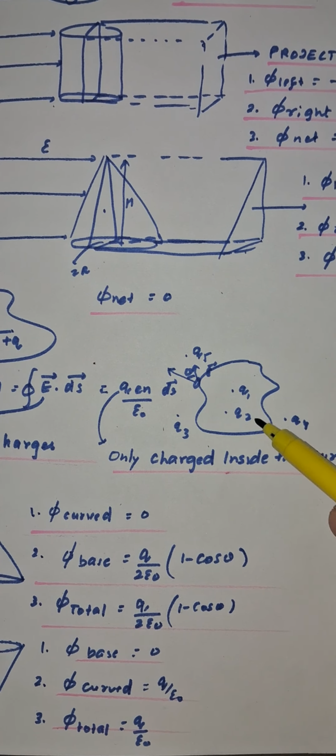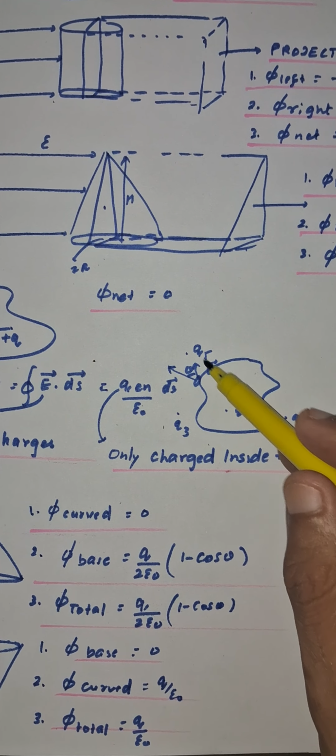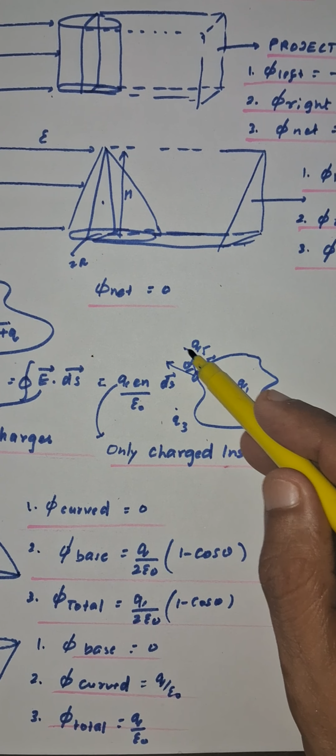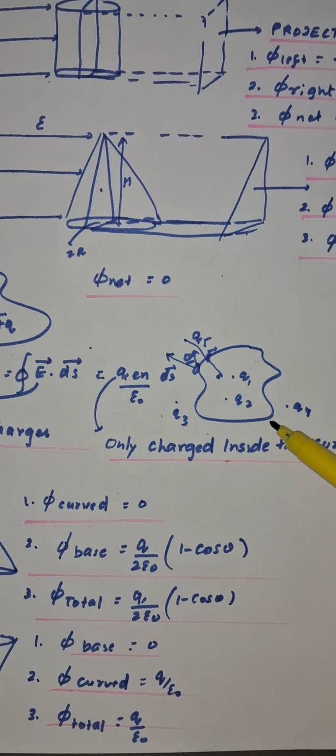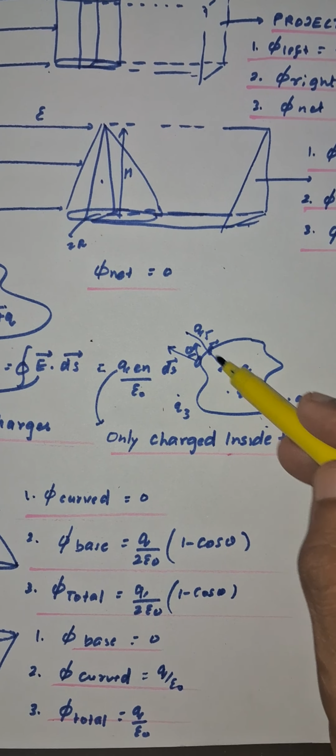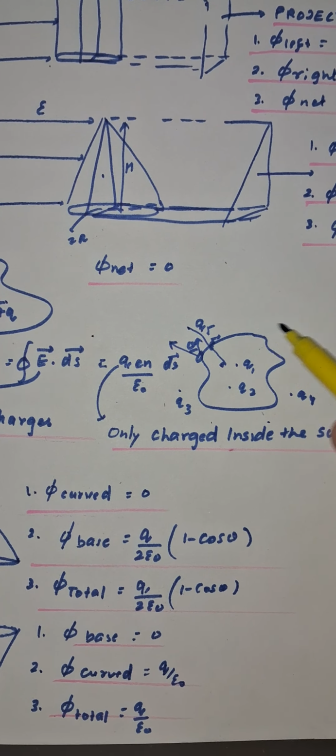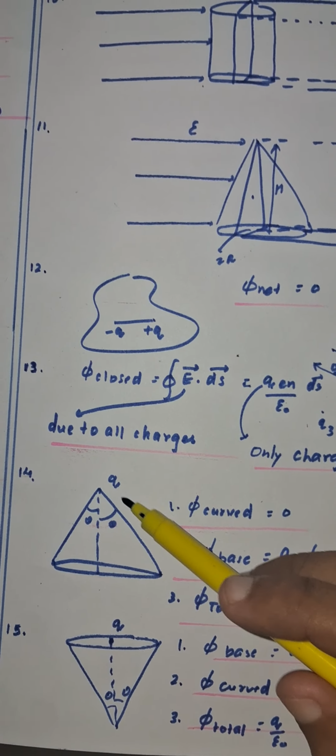The reason can be simply derived: if we consider charges outside also, suppose the field enters through this surface area, then it will leave through this, so that flux will ultimately get cancelled out. So it is based on a simple logical argument. Then we have another question.